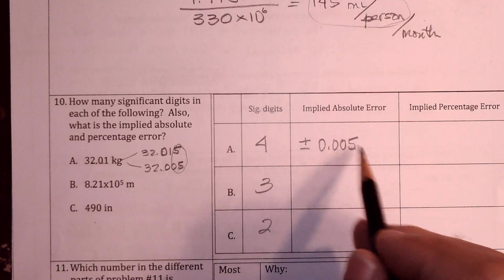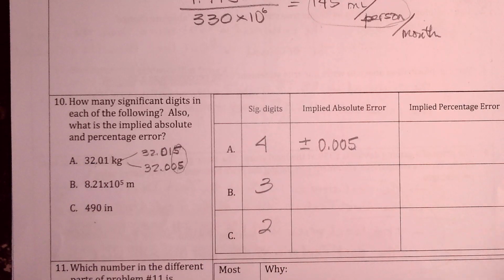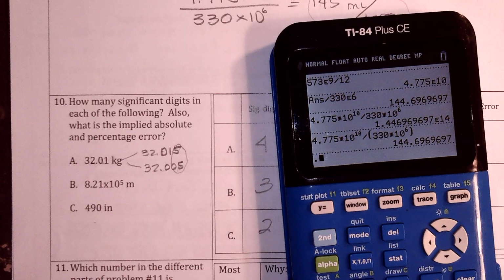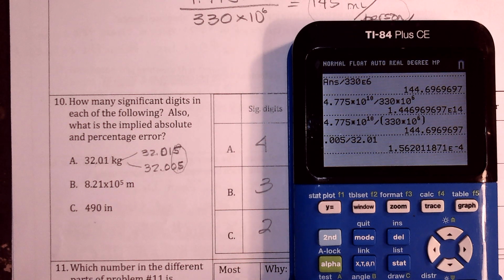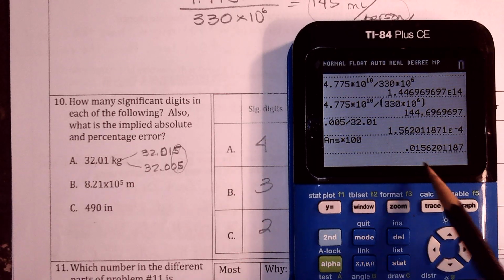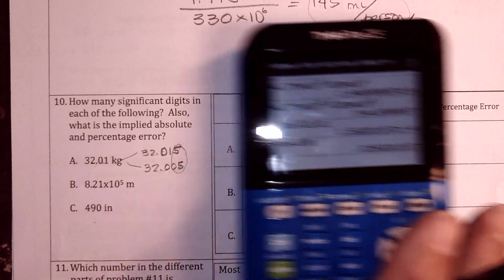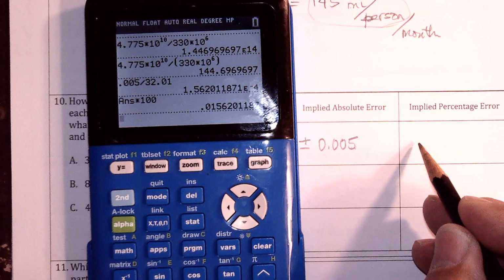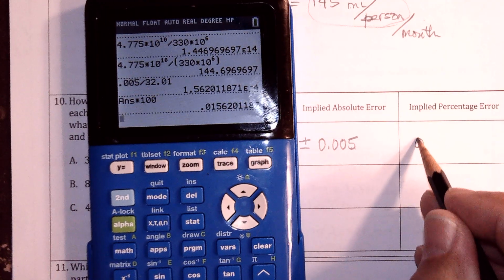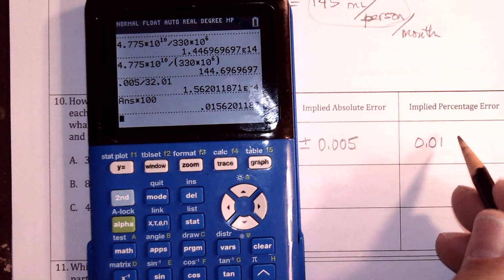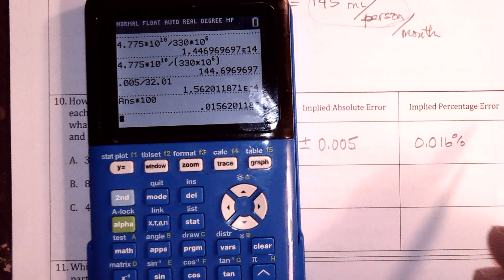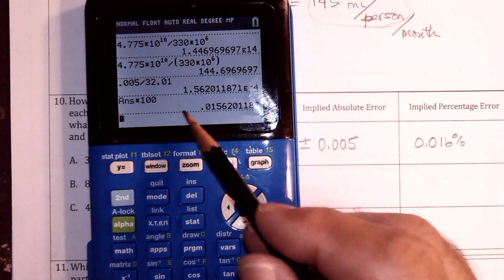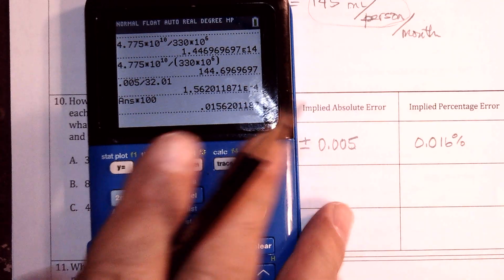So to figure the percentage error, I take this divided by the original number. 0.005 divided by 32.01, and I get this times 100, and I find it's 0.02 rounded off. I won't round it off. 0.016% error, because I already multiplied by 100, so I don't want to move it again.